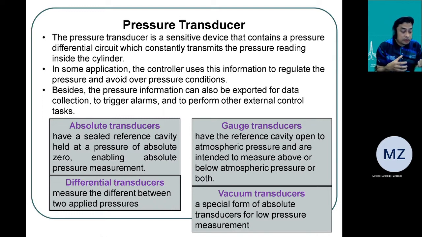The value will also include the atmospheric pressure. And the differential transducers actually measure the difference between two applied pressures. And the last one is vacuum transducers. Actually, it is a special form of absolute transducer. It's the same as an absolute transducer, but it's for very low pressure measurement close to vacuum conditions.